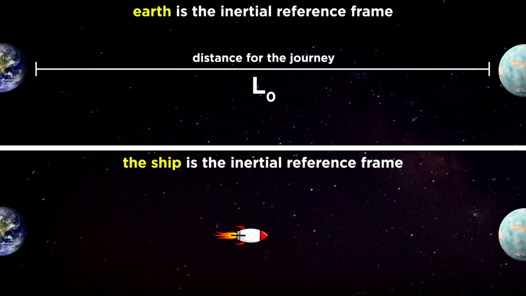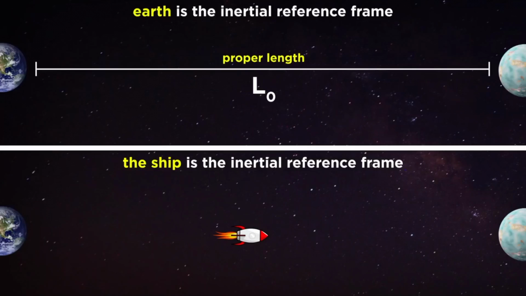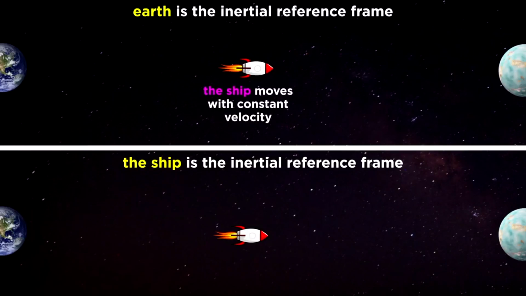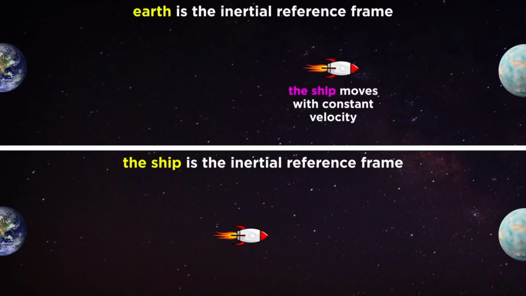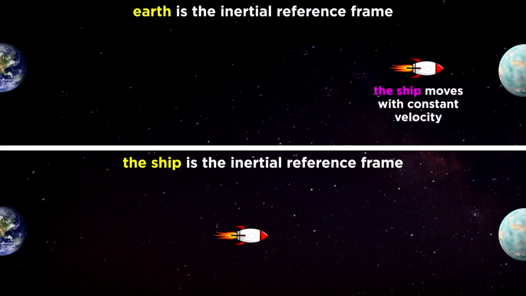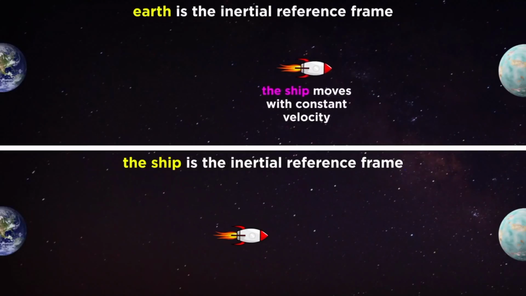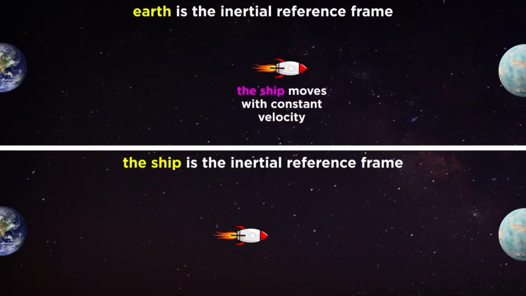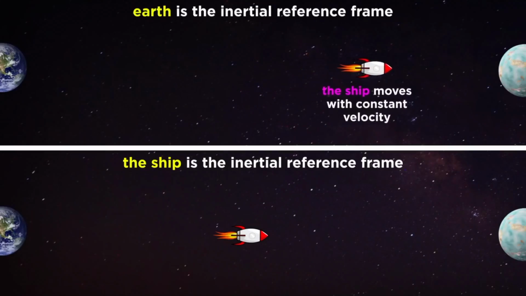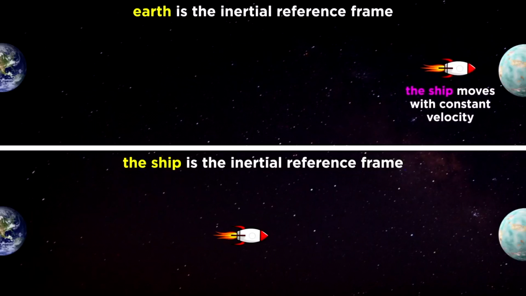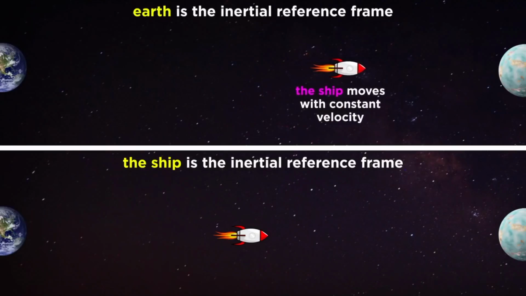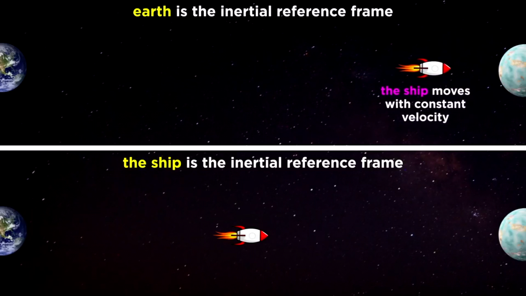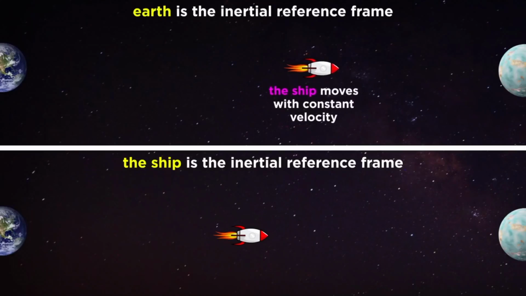L0 is the proper length mentioned in the first scenario, measured by the observer who is at rest with the departure and arrival. In the spaceship journey, the observer on the spaceship, with respect to the start and end points, will register a shorter length for distance L, which means the proper length and time are not always the same since the perspectives are not.